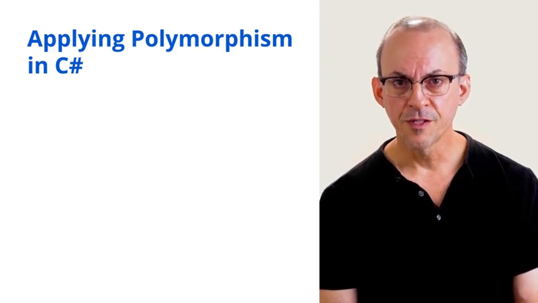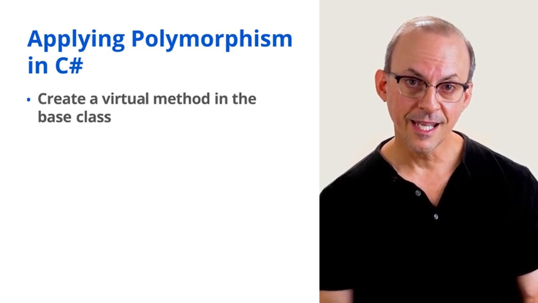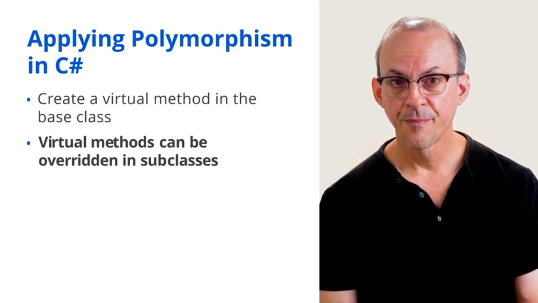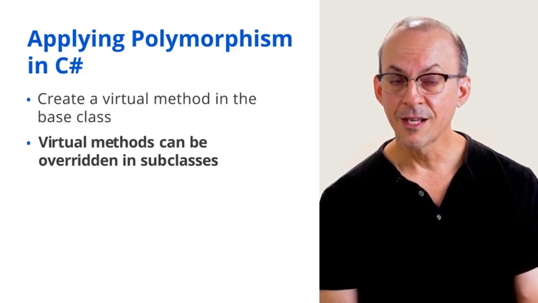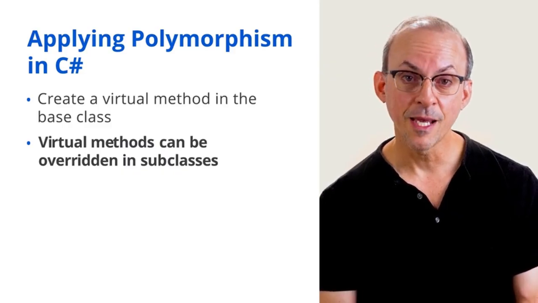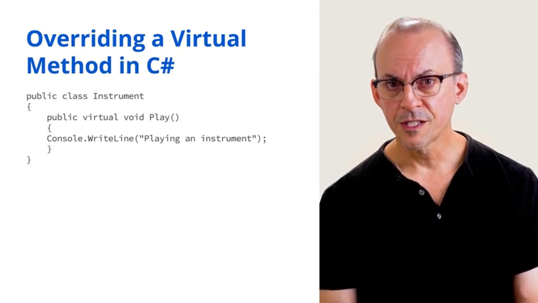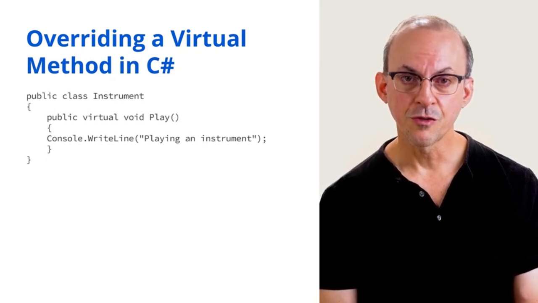Developers use polymorphism in C# by creating a virtual method in a base class. This indicates that the method can be overridden. Method overriding allows a subclass to provide a specific implementation of a method that is defined in its base class. Let's explore an example. Suppose a developer wants to create a class that manages musical instruments.